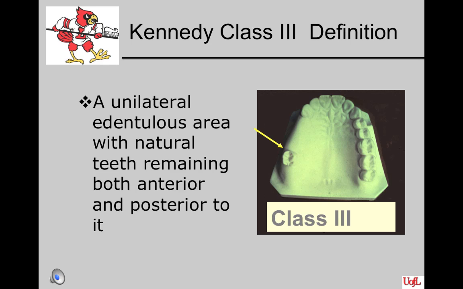Now you might say, hey, hold it, whoa, there's a space back here where there's a tooth missing. This is a Kennedy Class 2 because I've got a unilateral edentulous area. But no, if we're not going to replace that tooth back there, and we don't tend to replace third molars on partial dentures, since we're not replacing it, we totally ignore it. So this one meets the definition of a Kennedy Class 3 because it's a unilateral edentulous area with teeth remaining anterior and posterior to it. You just ignore this little guy back here.